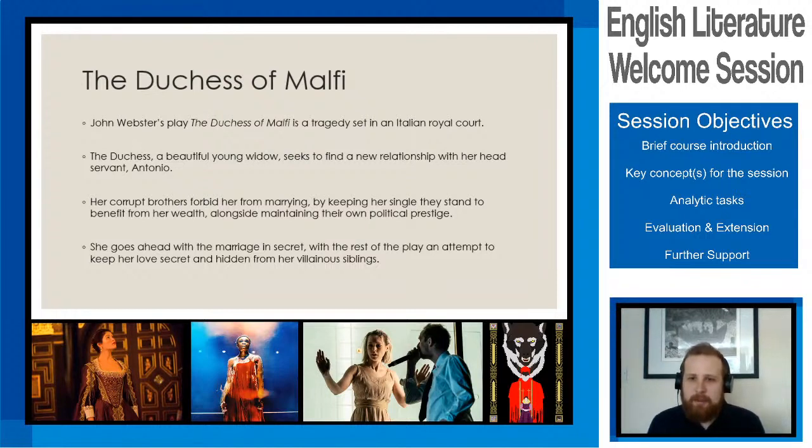So the play will explore issues around class and worthiness, especially because her corrupt brothers forbid her from marrying. They say that you absolutely do not do that, and they try to keep her single, because if they do that, they will benefit from her wealth, alongside perhaps maintaining their own political prestige as well. If she were to marry again, she may lose some power and position. So she goes ahead with this marriage anyway. She ignores her brothers, and the rest of the play is an attempt to keep her love secret and hidden from her more villainous siblings.